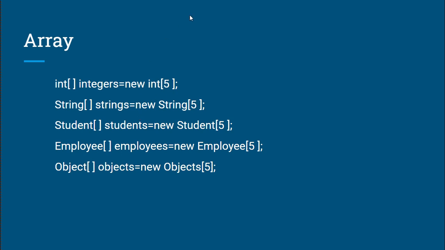So these are some different types of data types. Like the first one is the integer data type, the second one is the string, that is an object. So we can store string values in the array also. And if you have objects of students we can also store them in the array, and same with employees. But if you have different data types like integer, string, student, employees, anything, and you want to store them in one variable, we can store that also in an array.